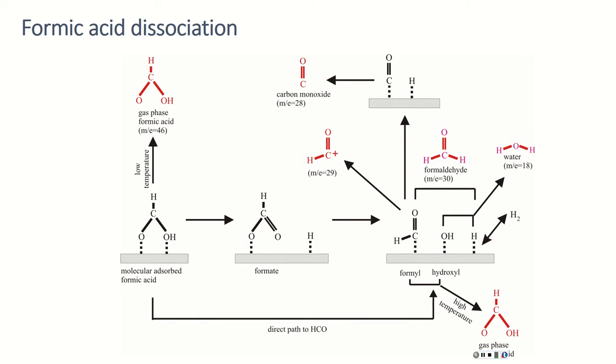Formate ion dissociates to form carbon dioxide and adsorbed hydrogen, and yeah, that's it, I guess. These are some other fragments that can desorb, so for example we have water. So like standard background reactions that will happen for each sample.